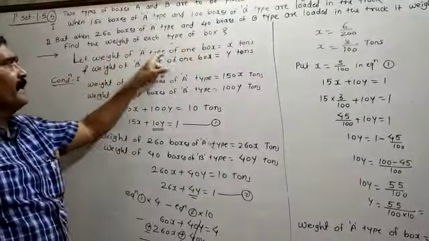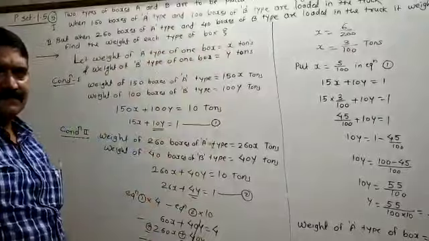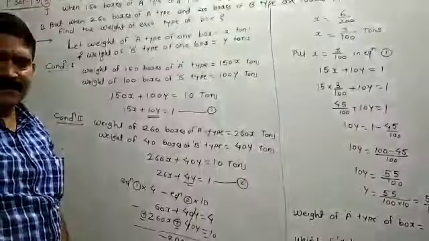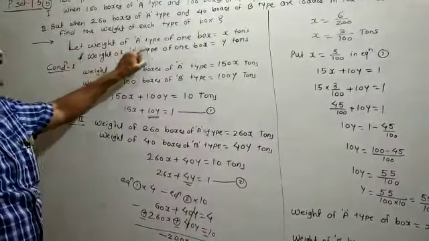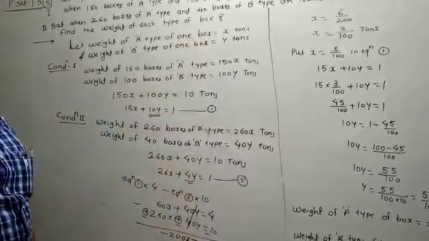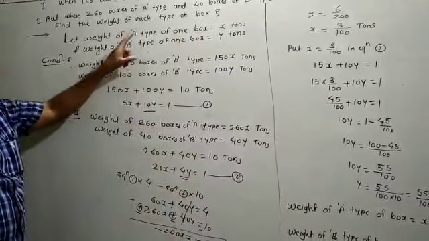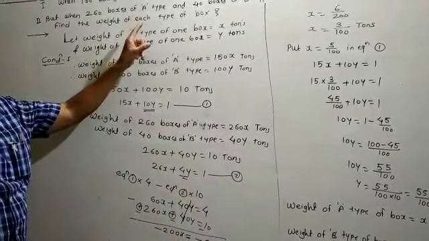Let the weight of A type of boxes be X tons. Directly you have to consider it as tons, not kg. And the weight of B type of boxes will be Y tons. Everybody understand? This is the weight of one box.